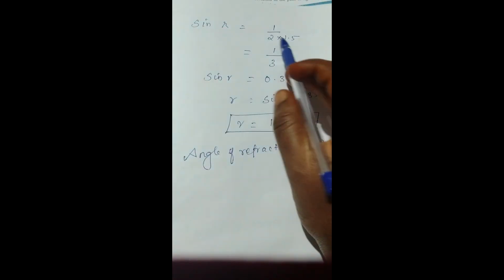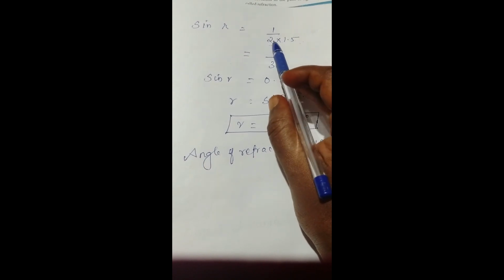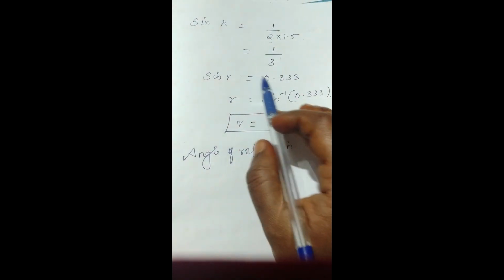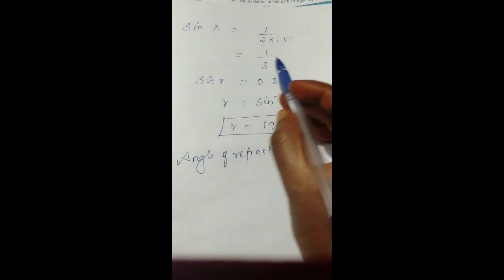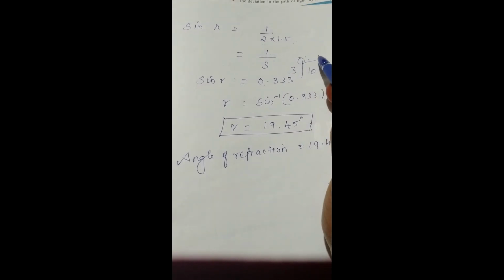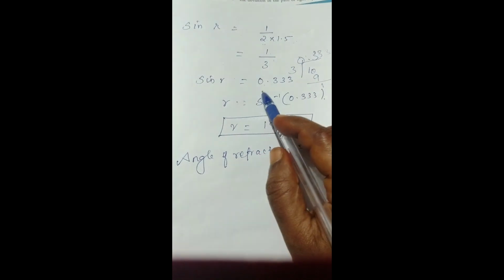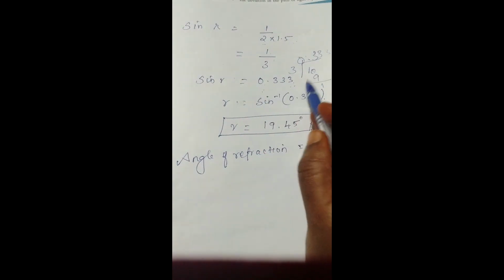So write the step. Sin r is equal to 1 by 2 into 1.5. If you are multiplying 1.5 into 2, we get 3, isn't it? So sin r is equal to 1 by 3. If you are dividing, what will we get? Here 0, then 3 3s are 9, here 1. So 3 3. So sin r is equal to 0.333. So it will go like this.